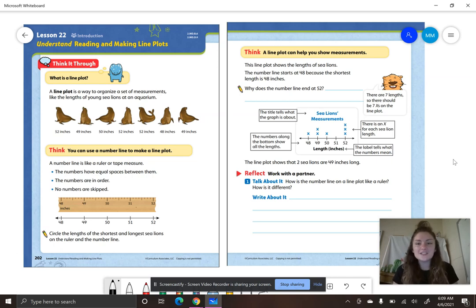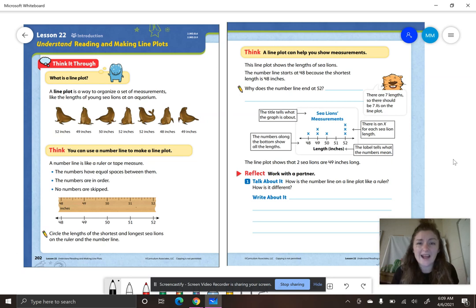Let's go ahead and get started and talk about what we are going to be doing this week. We are going to be understanding how to read and make line plots. What is a line plot? A line plot is a way to organize a set of measurements. If I have multiple measurements, I can compare which one I have the most of, which one I have the least of, and which one I have the same amount of. So we are going to use a line plot.